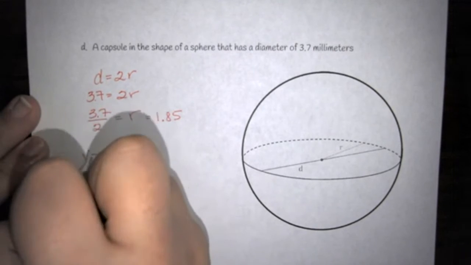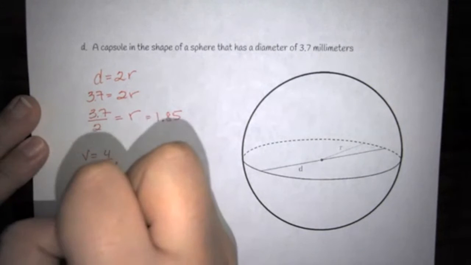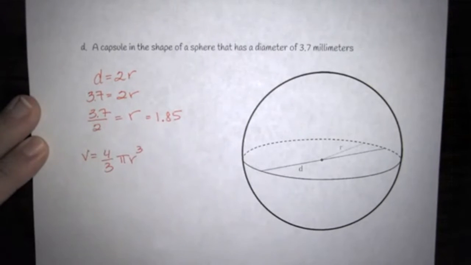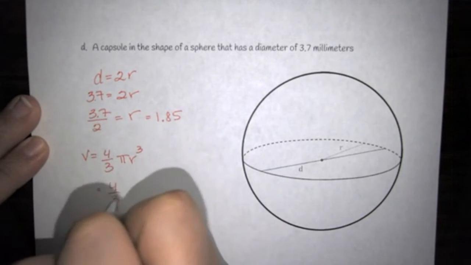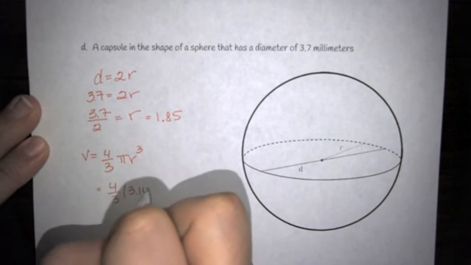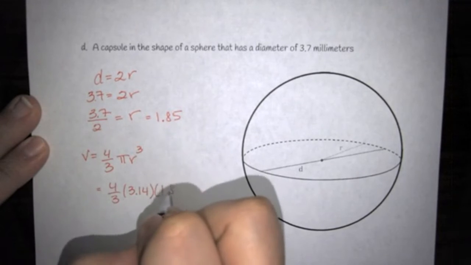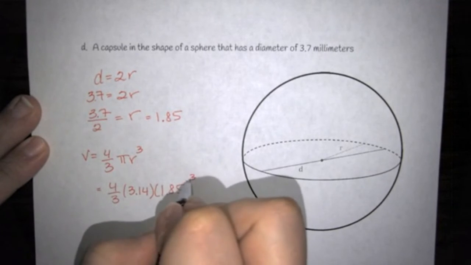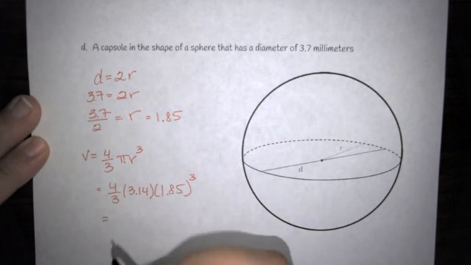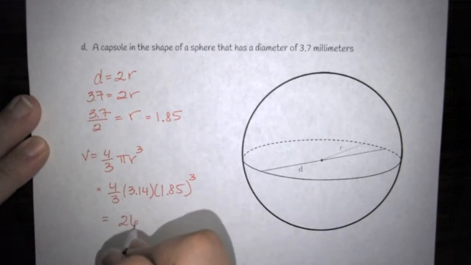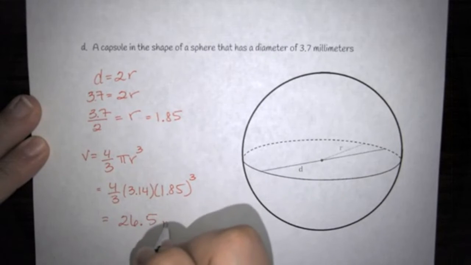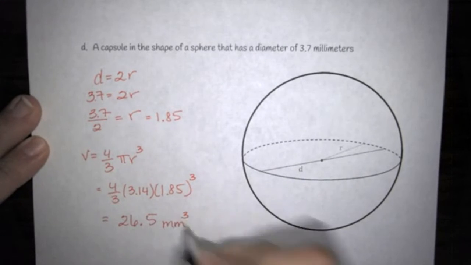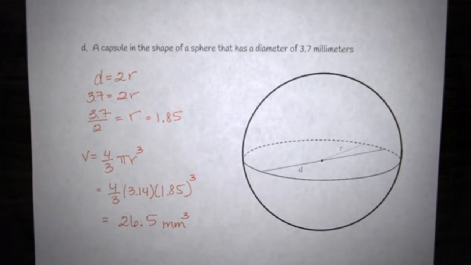So my volume here is going to be 4/3 pi r cubed. So again, this is going to be 4/3 times that 3.14 times the 1.85 cubed. And when you do that, you should come out with 26.5. Millimeters is a double M, and I had 3 of them, so it's cubed. Okay.